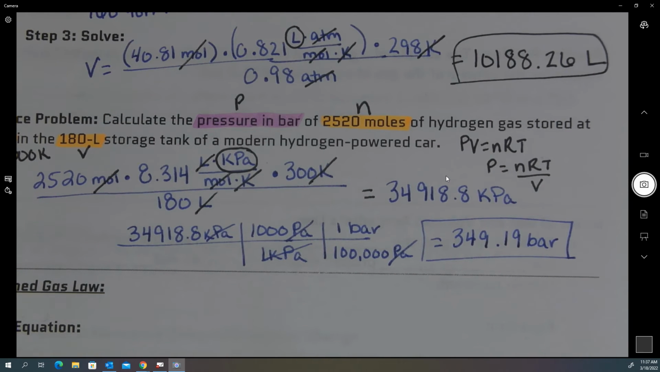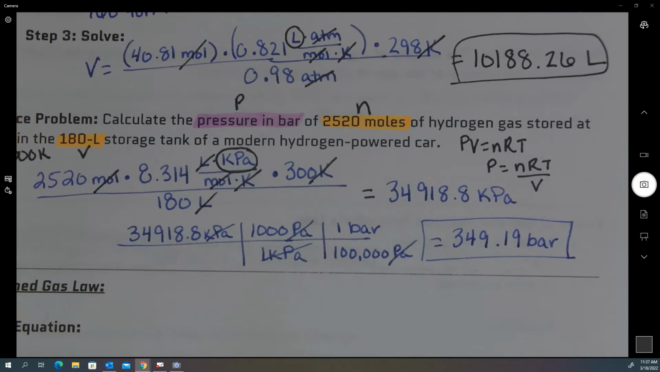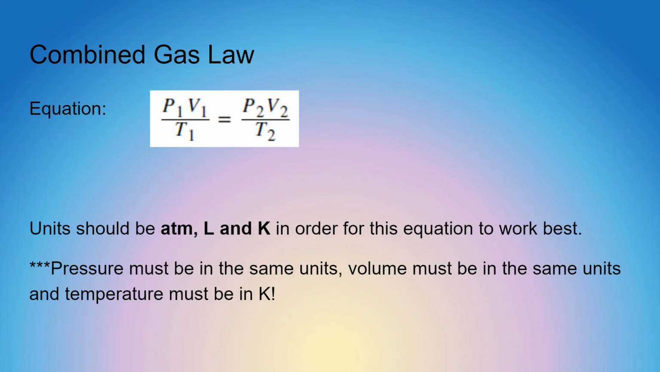All right, I'm going to switch back to the view for the PowerPoint. The last gas law that we're going to learn is called the combined gas law. So this combines Gay-Lussac's, Boyle's, and Charles's law all into one. When you're working with this one, it's best for your units to be in atm, liters, and Kelvin. It just happens to make everything work out a little bit better.